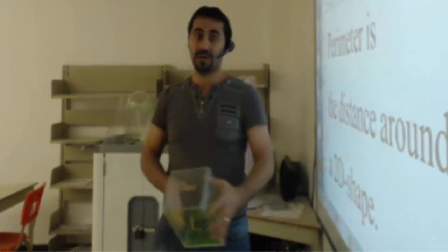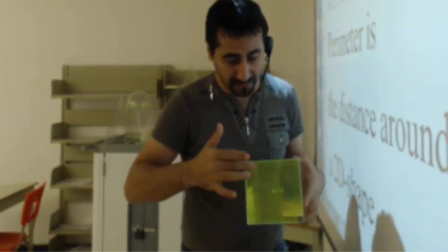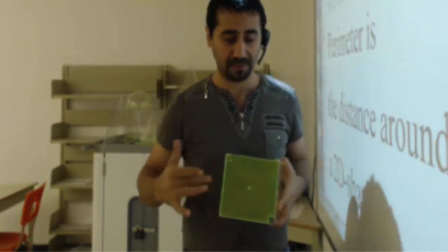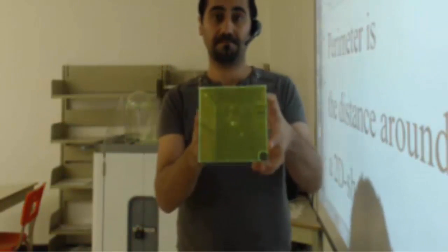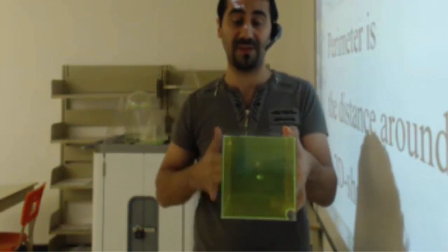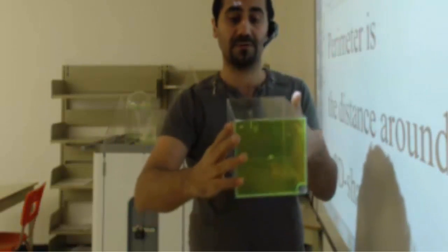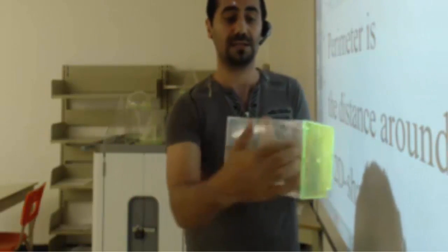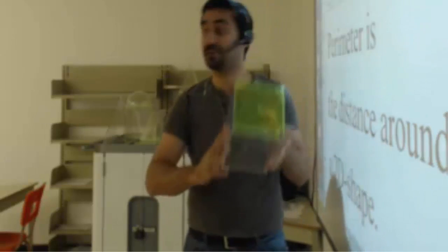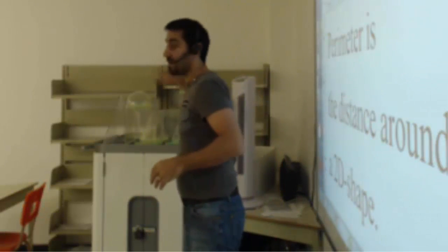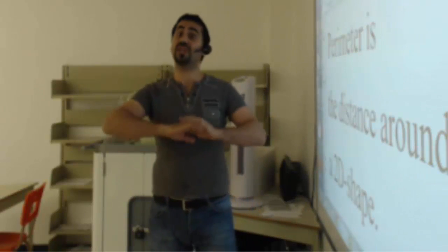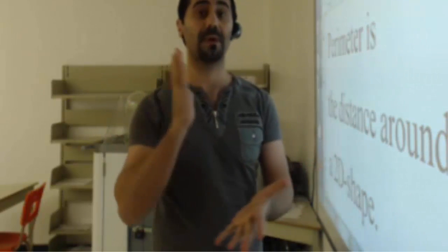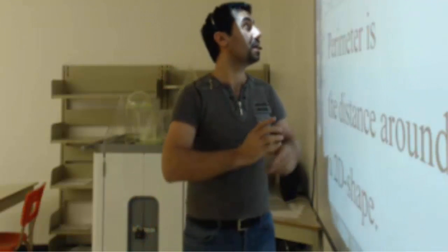And here is a 3D shape. So yes, we have something from top to bottom. We have something from left to right here. But at the same time, we have a distance between back and front. That's why this is called 3D, three-dimensional shape. So perimeter and distance can only be talked about for 2D shapes.